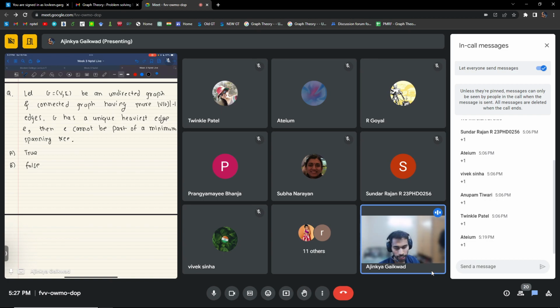So let me give an example, a counter example for this, and then you can easily see. Let me draw a graph. Let me write down the names: A, B, C, D, E. So if you have, let's say, weights 1, 2, 3, 4, and let's say the weight here is 1000.